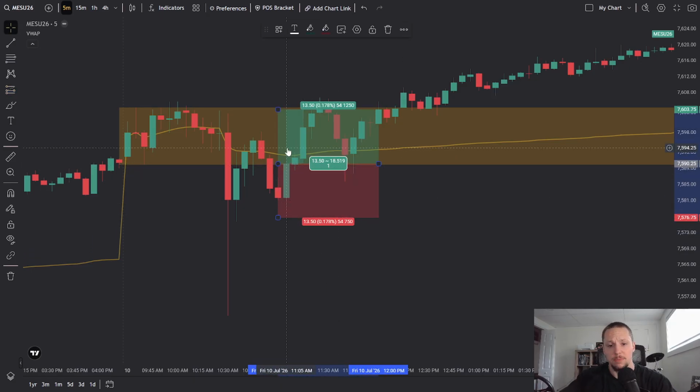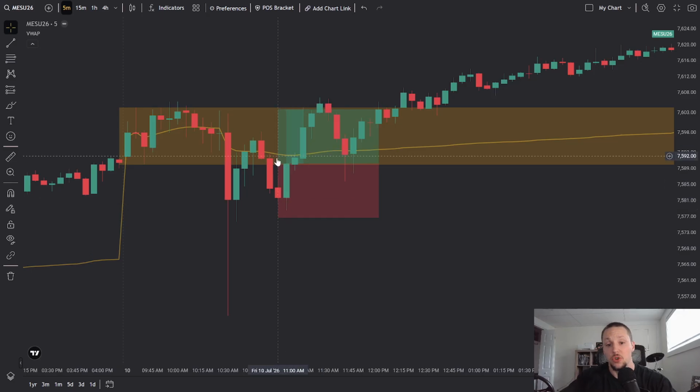Large candle to the upside. Its body closed within the opening range. Fairly small wick on the bottom, no wick on top, which is a pretty encouraging sign that price has a lot of energy to move up.